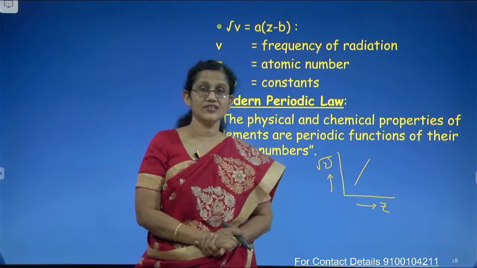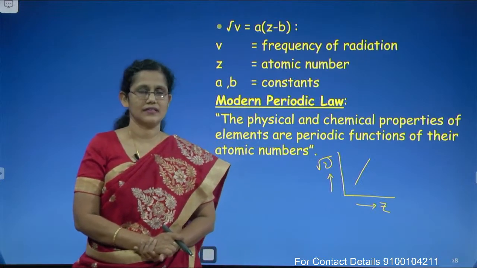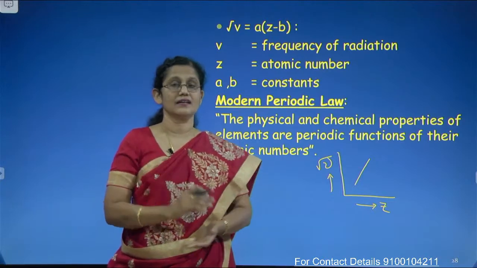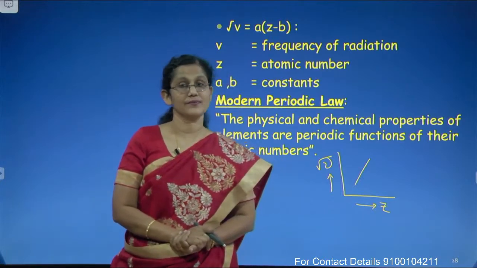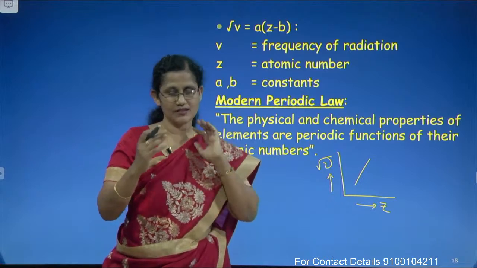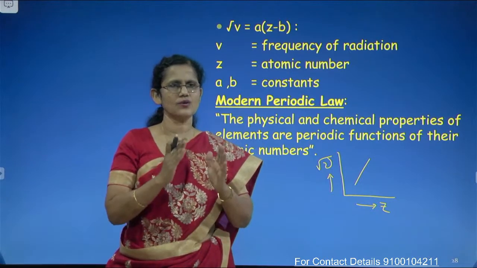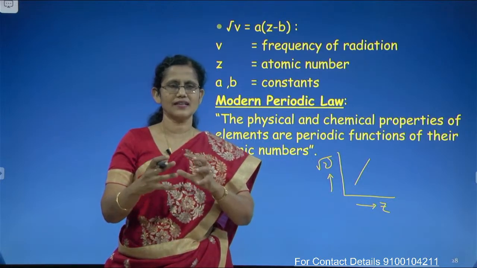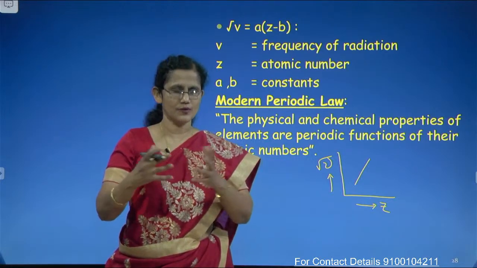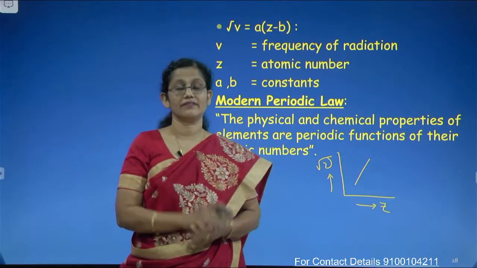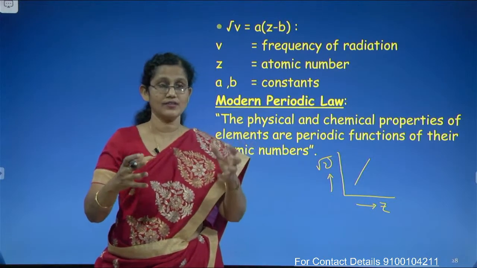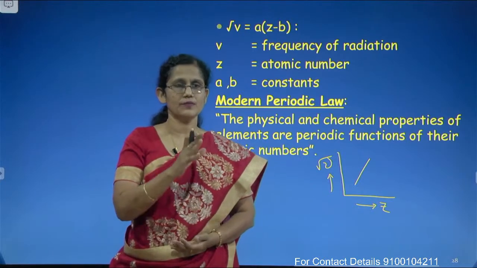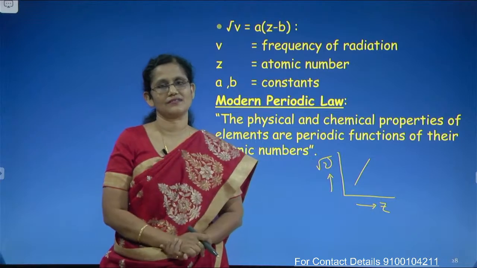There is a repetition of properties in similar positions: first element, 8th element, just like octaves of music, the 8th note is similar to the first note. This holds good up to calcium, but once transition elements are kept together, the properties are not matching. When noble gases were added to the table, everything collapsed because the properties were not exactly matching, right.